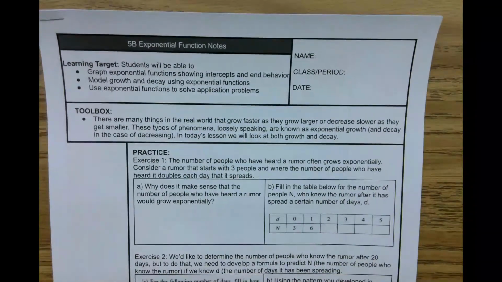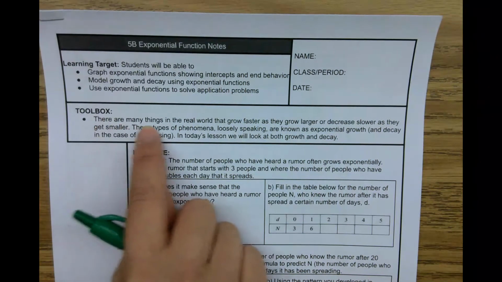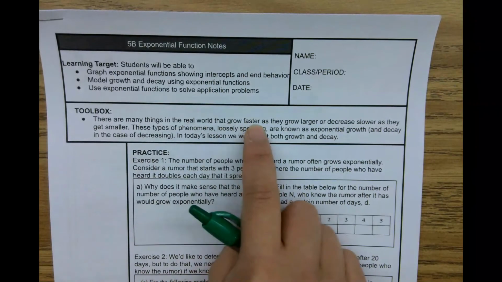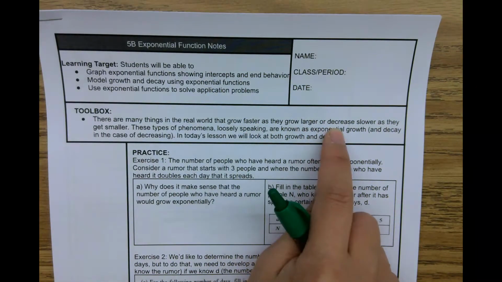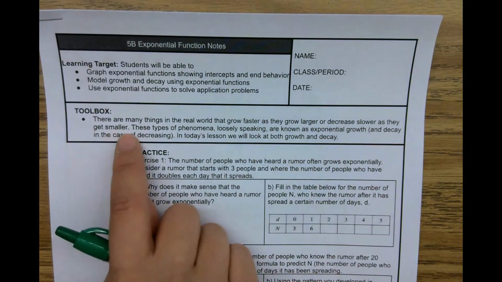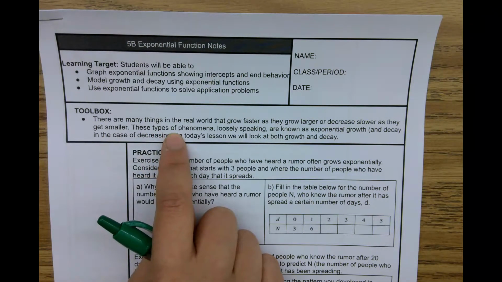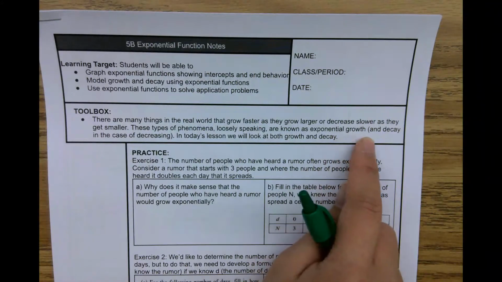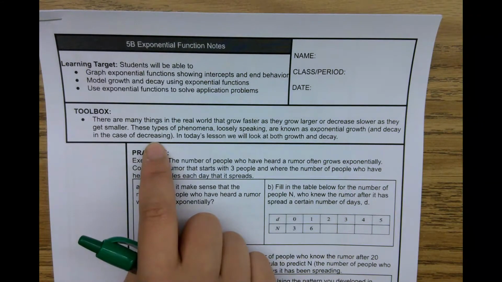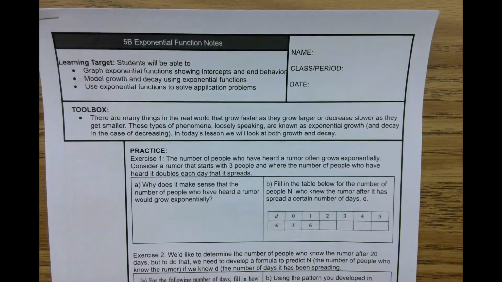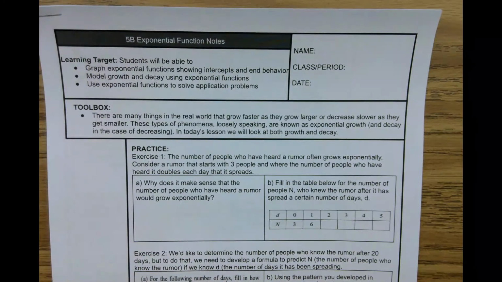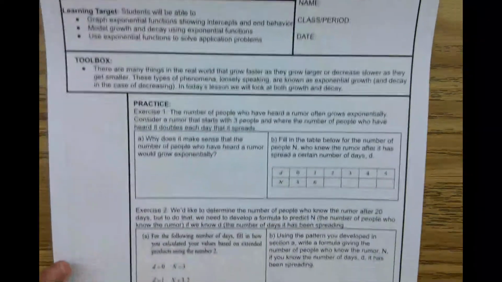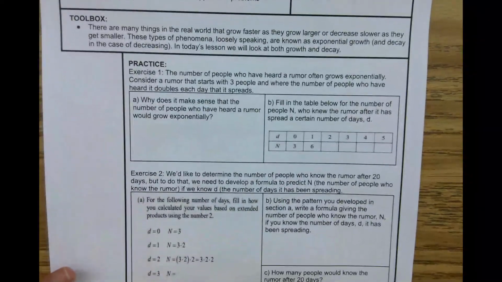So today we're just starting with an introduction to what exponential functions are. There are many things in this real world that grow faster as they grow larger, or they decrease slower as they get smaller. These types of phenomena, loosely speaking, we call exponential growth, and exponential decay if it's decreasing. In today's lesson, we're going to look at both growth and decay just to get you thinking about what exponential functions are. Okay? So let's start with this first example here.